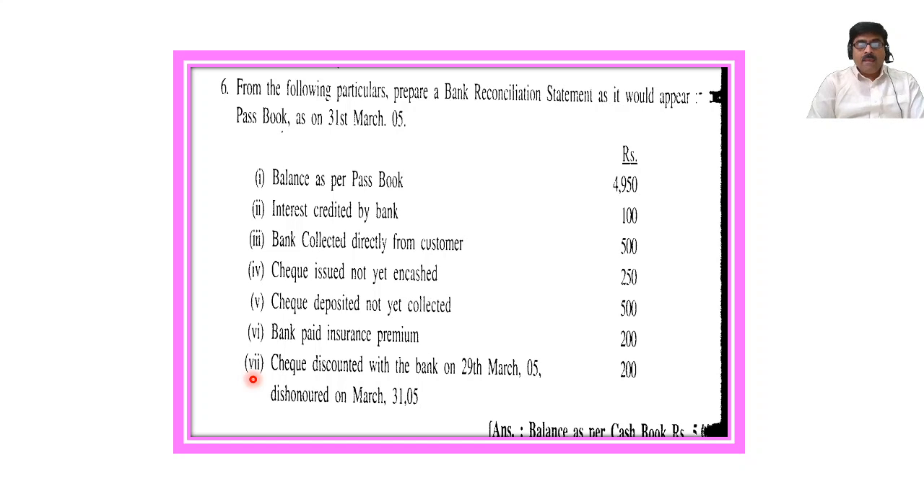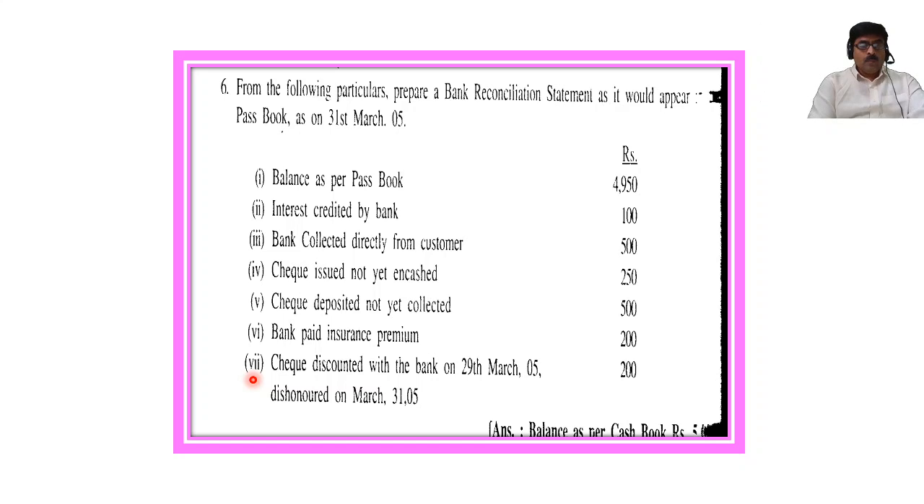Last one, cheque discounted with the bank on 29th March 2005, dishonored on March 31st 2005. Means cheque is received, debited in the cash book, sent to the bank, and it is dishonored, means it is not collected. So there is an increase in the balance in the cash book. As per passbook, we too have to increase the balance. 200 is added to the balance of the passbook so that we can get the cash book balance.